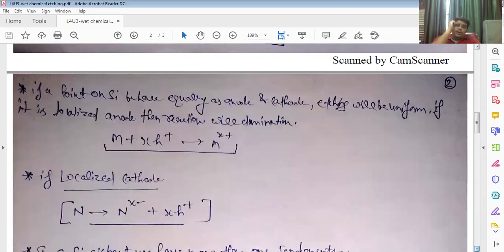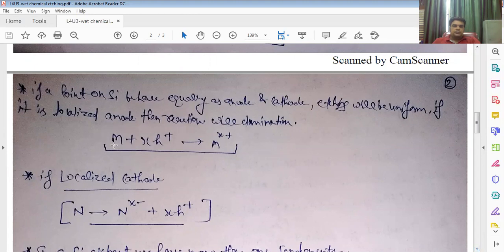Now, if a point on silicon behaves equally as anode and cathode, meaning the point on silicon can behave as anode as well as cathode, then etching will be uniform. If a point on the silicon surface behaves as anode and cathode equally in equal intervals of time, this is the anodic reaction that takes place.